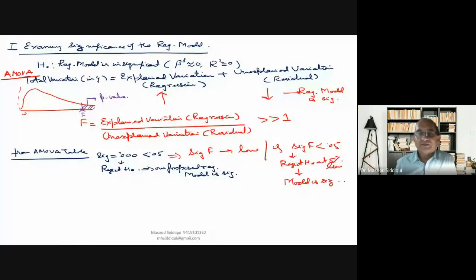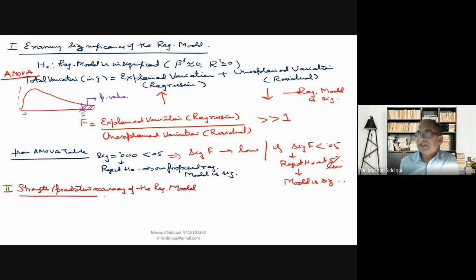Now we are discussing the second aspect. The second point. What was the second point? Let me change the thing. The second point is examining strength or predictive accuracy, means how accurate our model is, of the regression model.